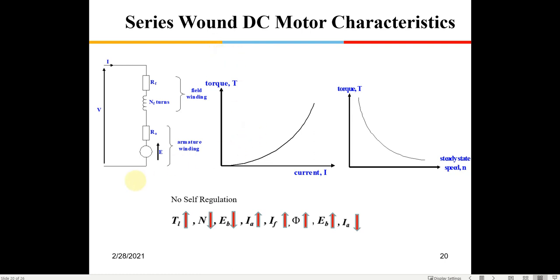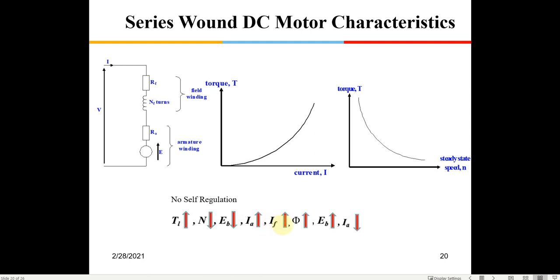In the series wound DC motors, the things are slightly different. Here, suppose the load torque increases. The speed N tends to come down, and the back EMF tends to come down, so the armature current increases. Now since it is a series wound motor, the field current also increases, because armature current is the same as the field current.